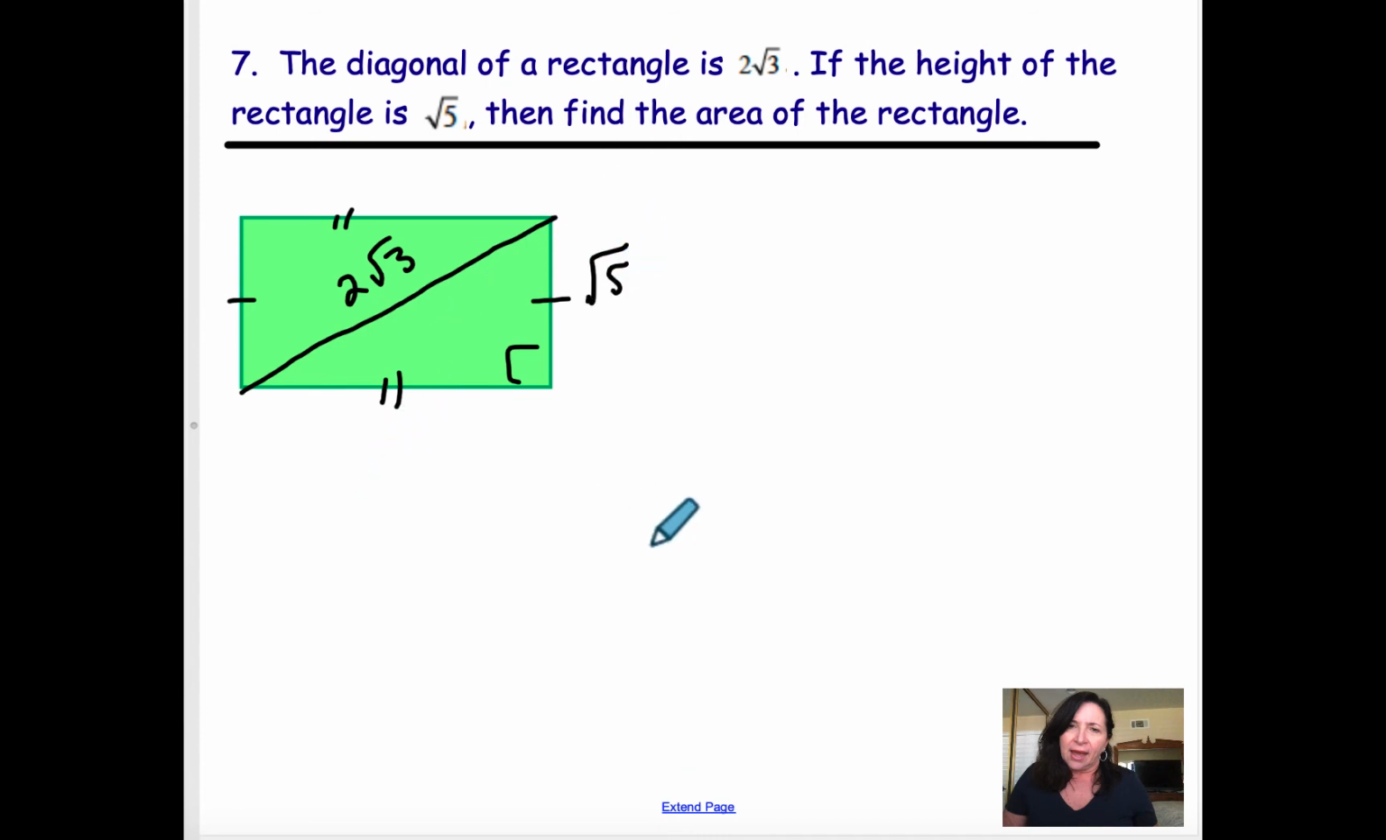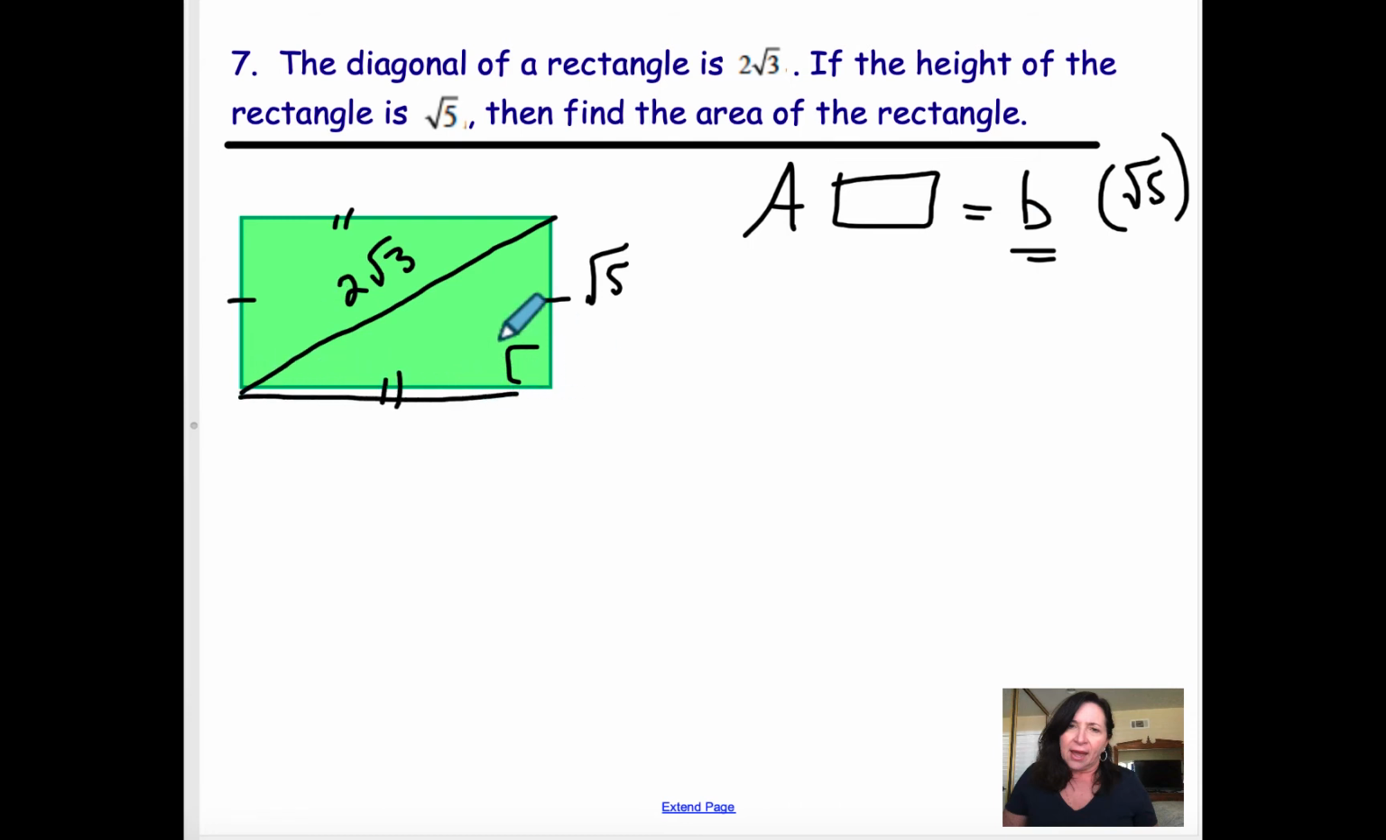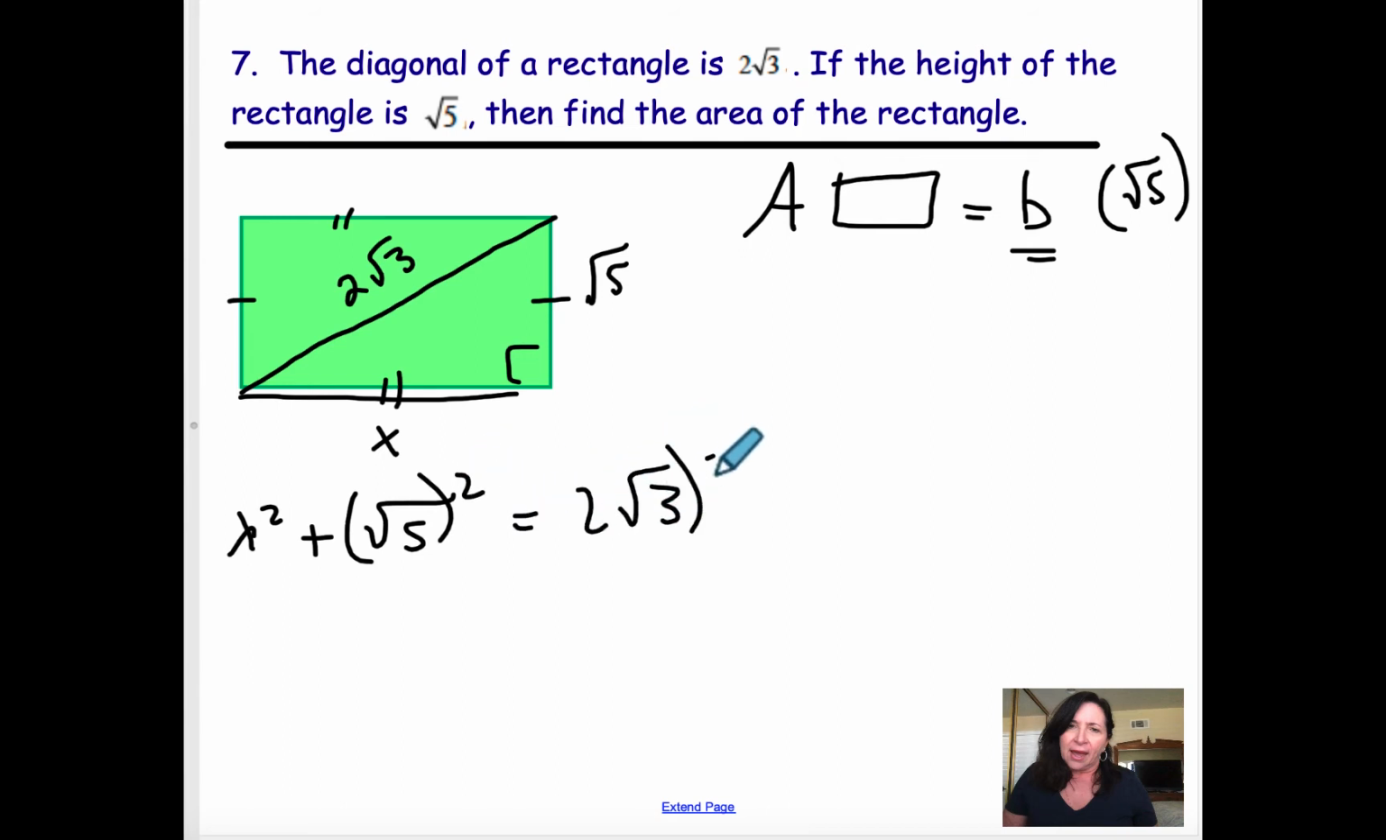Well, the area is base times height. So the area of a rectangle is equal to the base. Oh, no, I don't have the base, but I do have the height, which is the square root of 5. In order to find the base right here, which I don't know, I'm going to use the Pythagorean theorem and call it x. We go x squared plus the square root of 5 squared is equal to 2 root 3 squared.